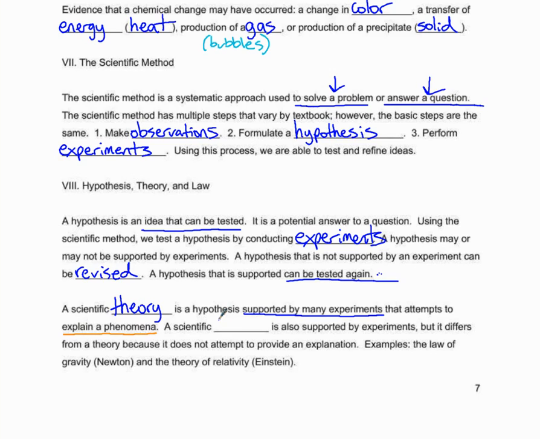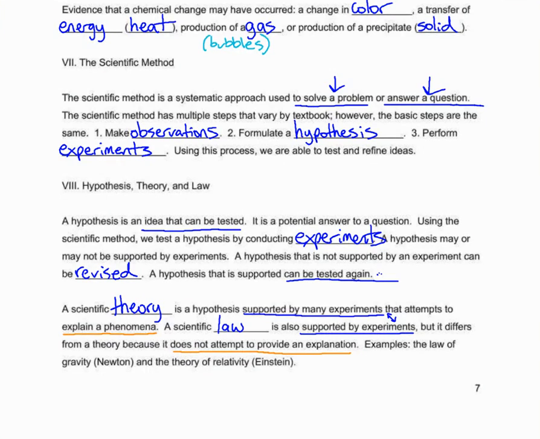Another term that's commonly confused with theory is a scientific law. A scientific law is also supported by experiments. So we have these two things in common. They are both supported by experiments. But a law does not attempt to provide an explanation. It works. It works every time, no matter what. It's a law. But I don't know how to explain it.